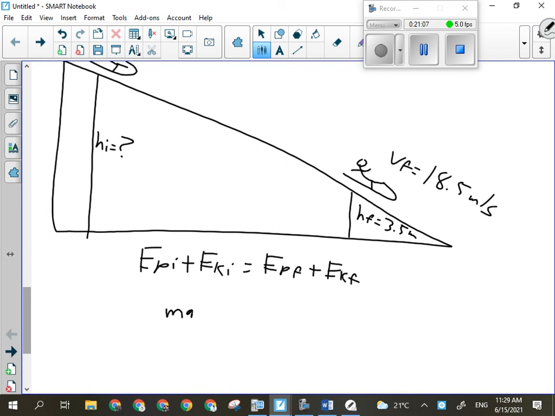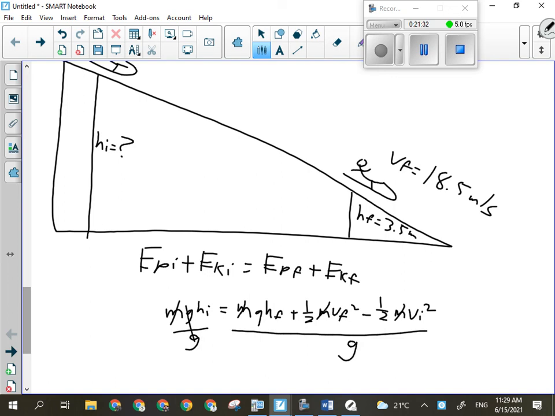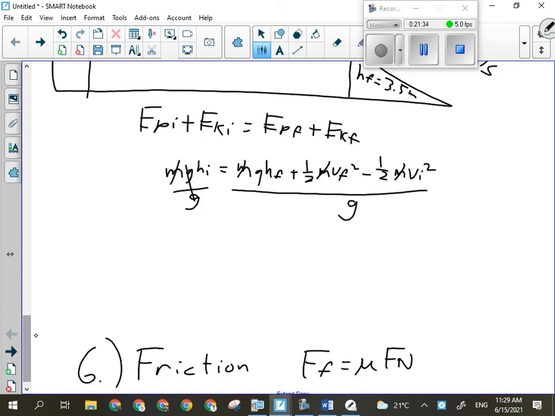M times G times H initial equals M times G times H final plus 1/2 MV final squared minus 1/2 MV initial squared. Since M is in every term, it will cancel, which is good because you were not given it in the question. And I just need to solve for HI, which means I divide both sides by G. And then I can plug in my numbers.